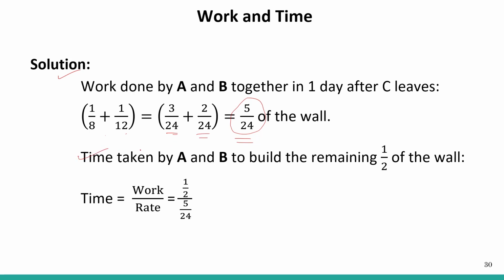So time taken by A and B to build the remaining half of the wall is equal to what? Time is equal to work by rate. So time is equal to the remaining work, that is 1 by 2, and the combined work rate of A and B, because only C left, not A or B. So that's why we calculated the combined work rate of A and B. So it became 5 by 24. Solving it, 24 by 10, that is equal to 2.4.